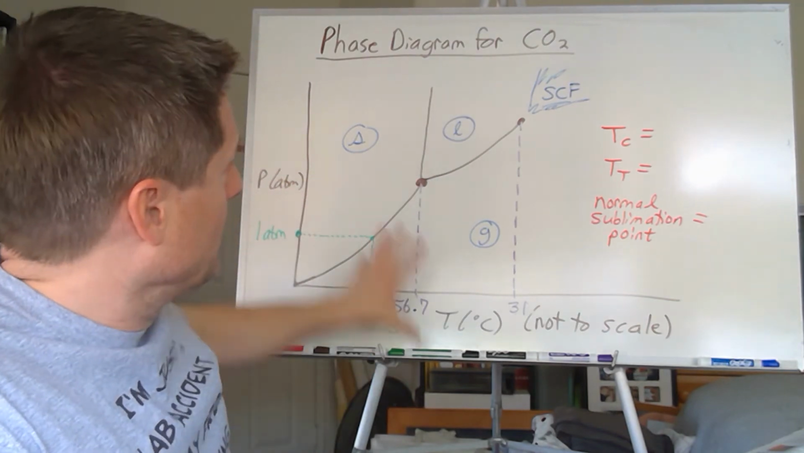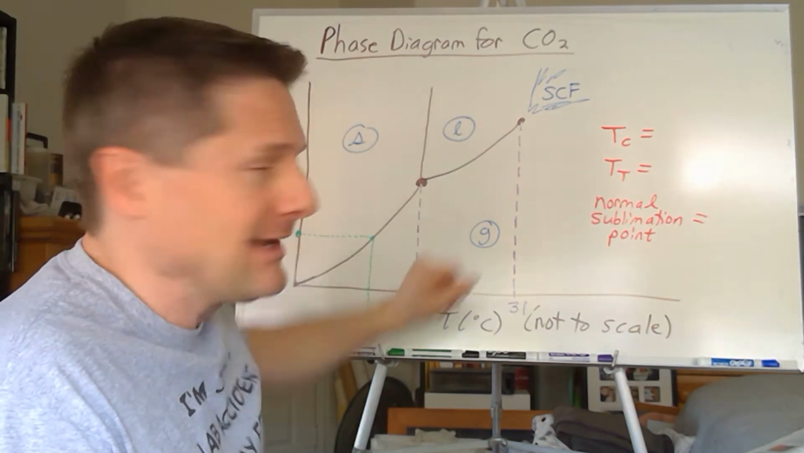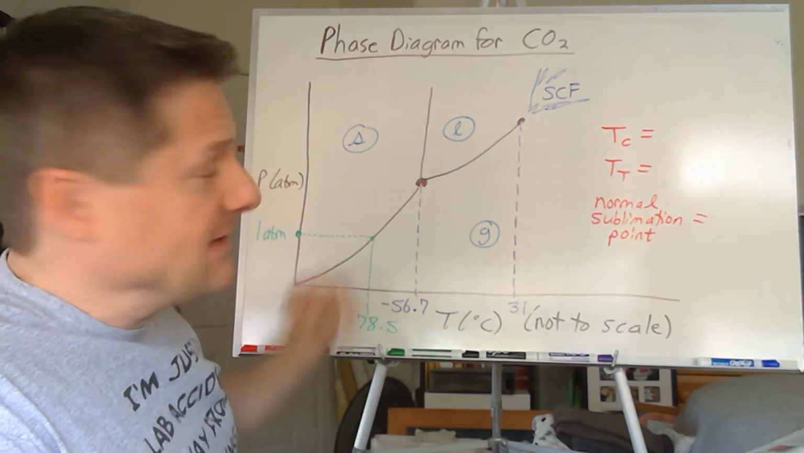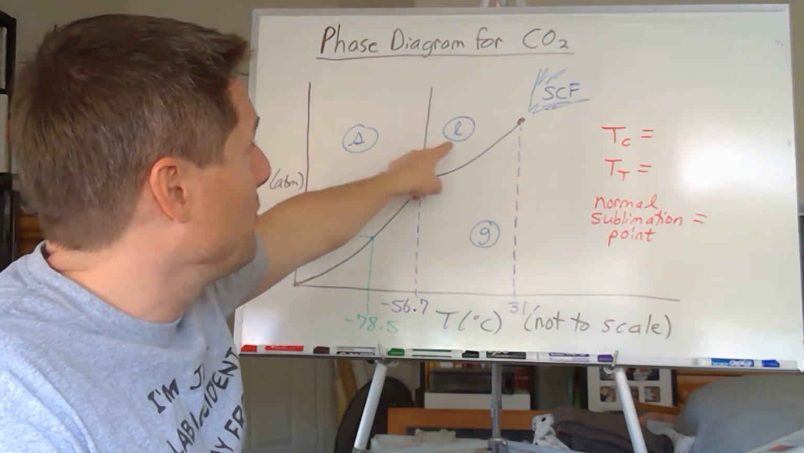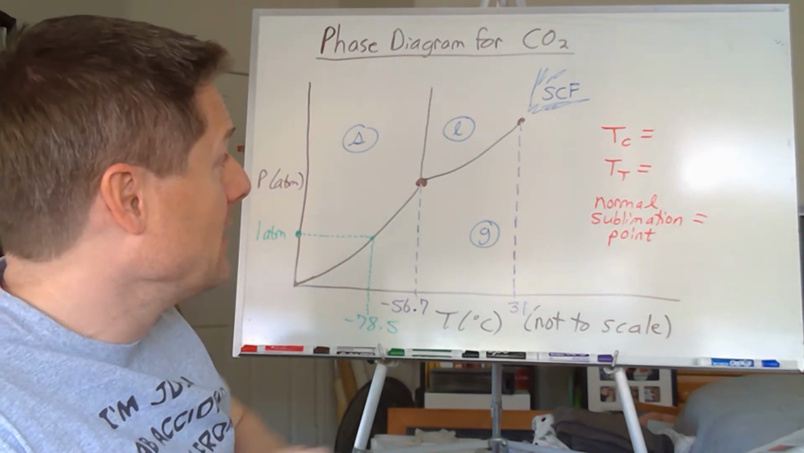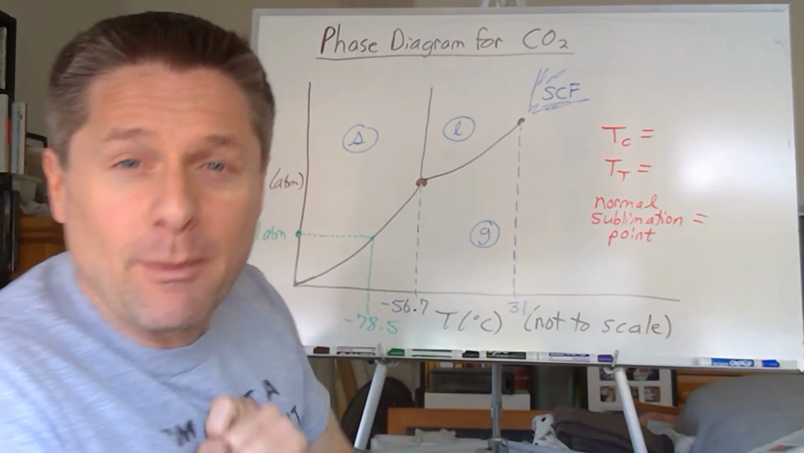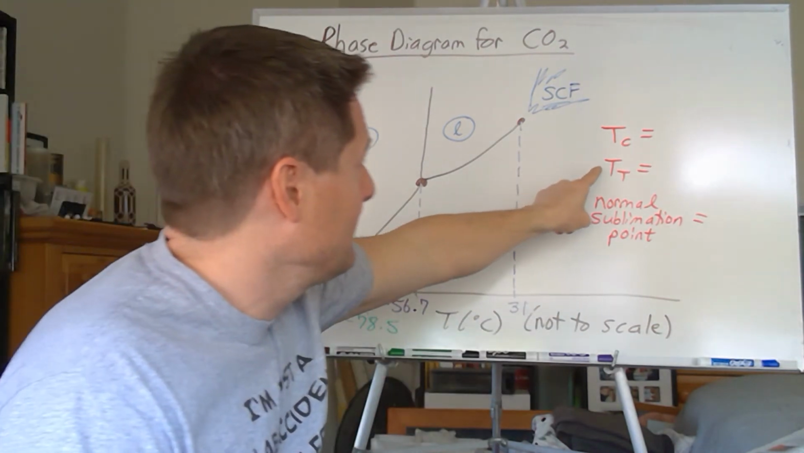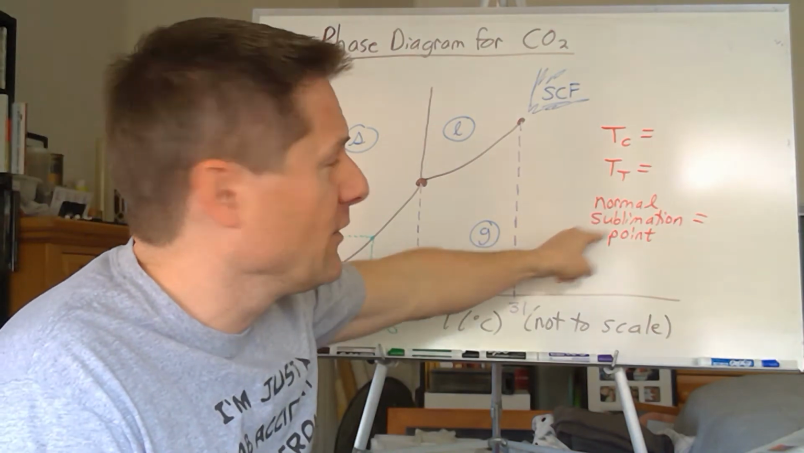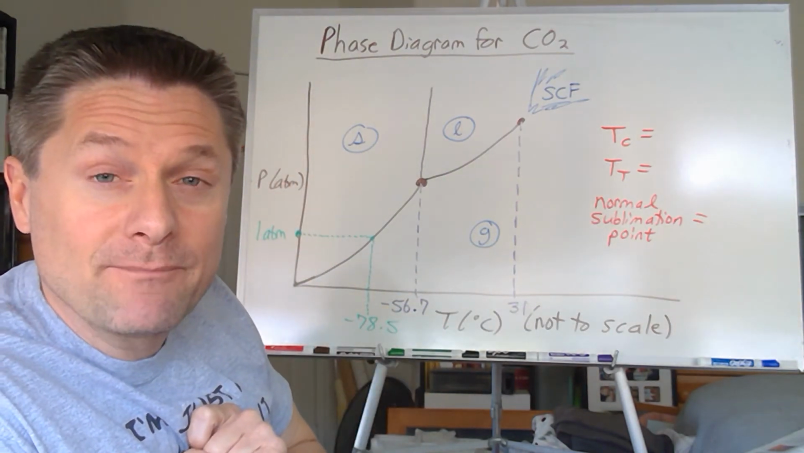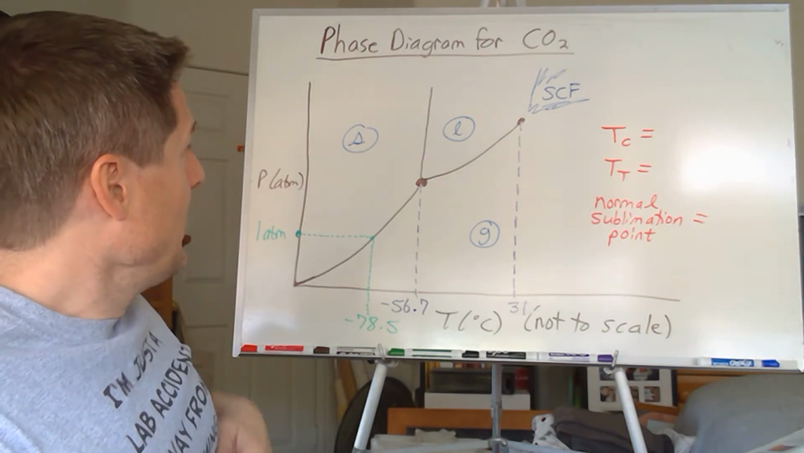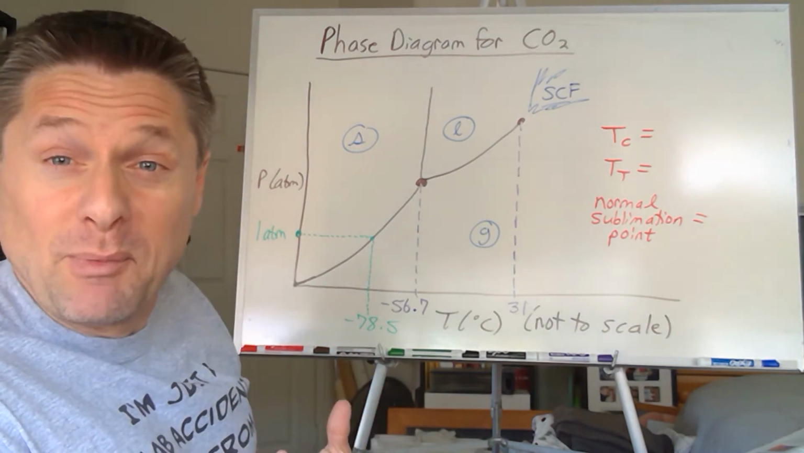Right. So what I want you to do is, based on looking at this solid, liquid, and gas phases, this would be a typical quiz question. Here's a phase diagram. I probably wouldn't put those in there, right? I would want you to know where solid, liquid, and gas phases are. What is the critical temperature? What is the triple point temperature? And what is the normal sublimation point? Okay, so pause it and do that real quick. You've got to know which is the triple point and the critical point.